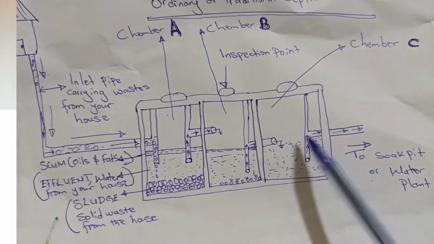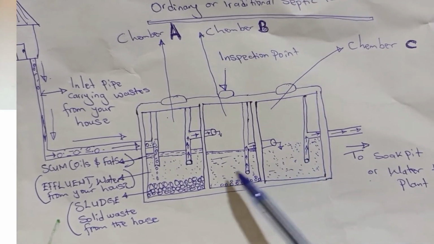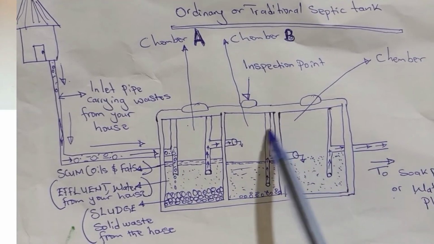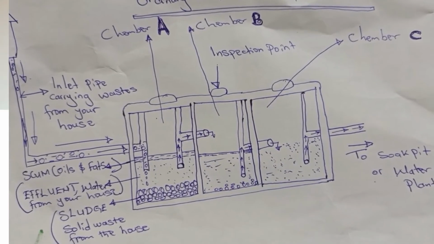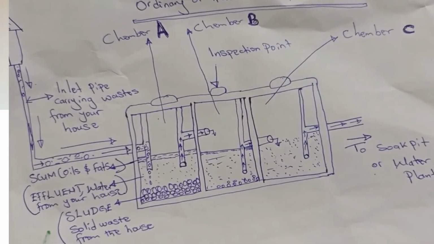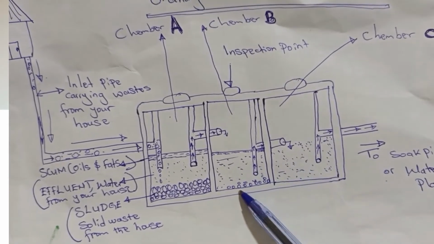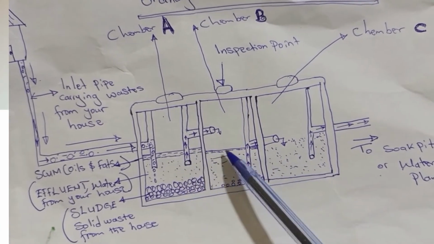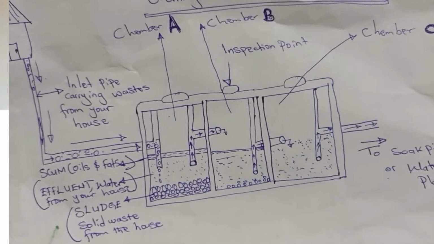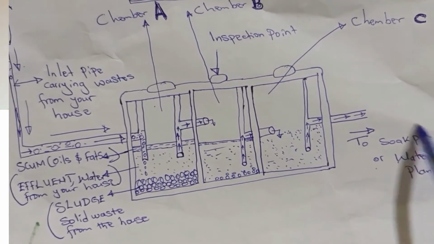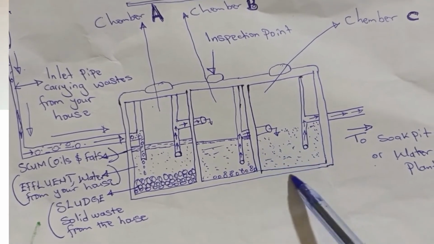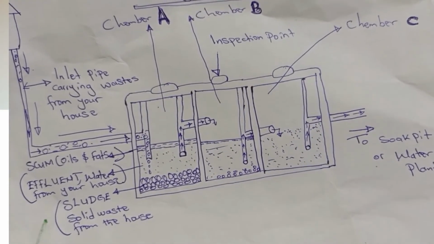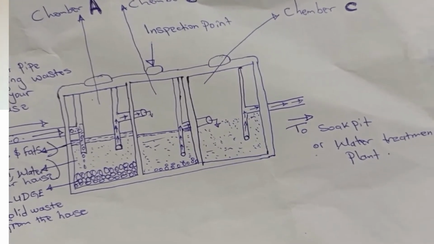So as the waste moves into chamber B, you can see, as I've indicated, the solids, the scum, the sludge, they kind of reduce, they become little, because these chambers are meant to clean this waste that is coming from the house, so that the water that we remain with in chamber C is totally clean water that has no fecal matter or toilet paper or any other solids or oils. It's just water that is directed to the soak pit or to the treatment plant.